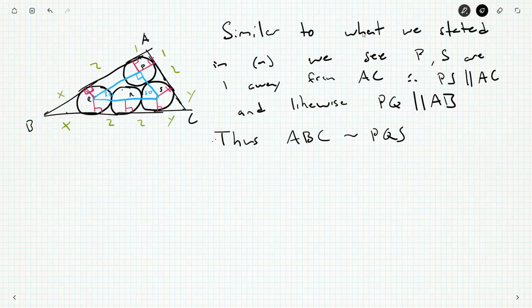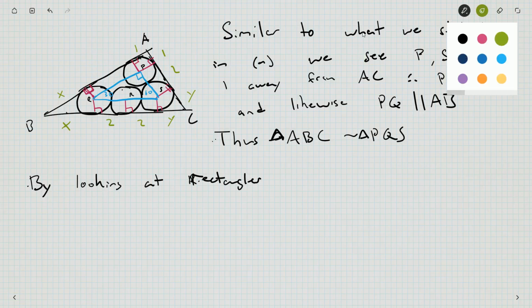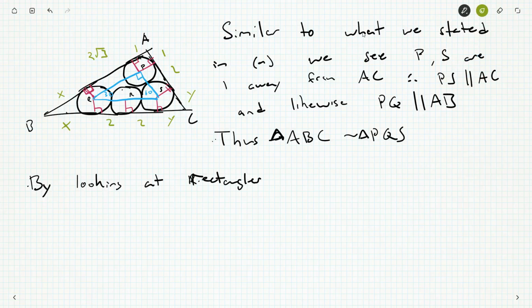Okay? So this triangle is similar to this triangle. Not congruent, obviously, but similar. Okay, what to do here? So you'd say something by looking at rectangles, and also this one here isn't 2, I just realized, because of that large gap. Well, it is 2 root 3. I'll talk about that in a moment.